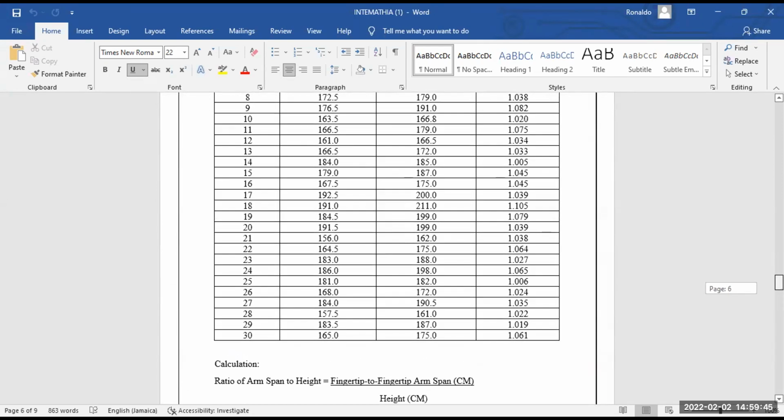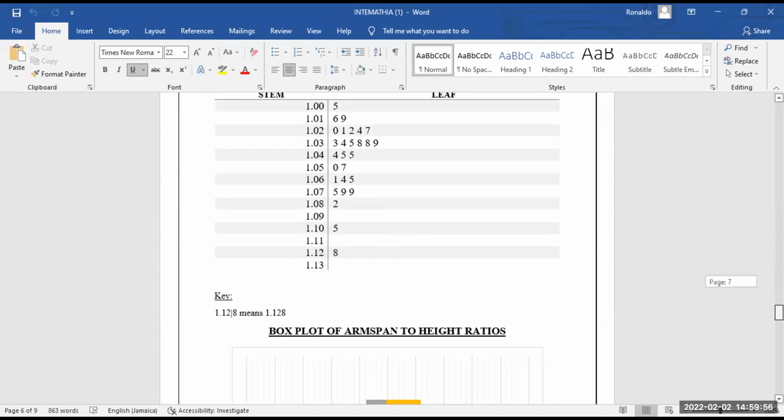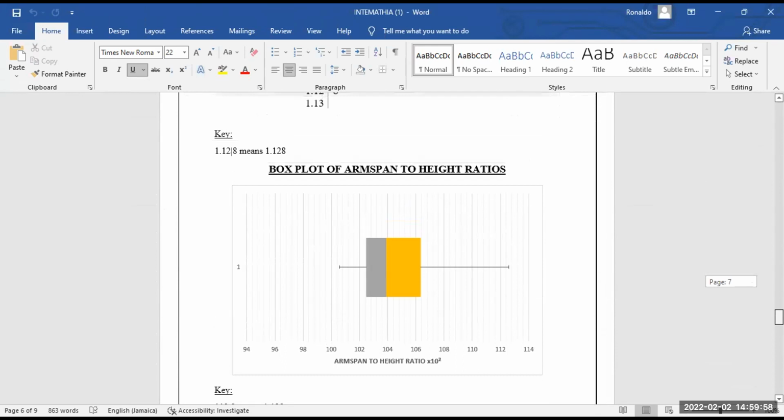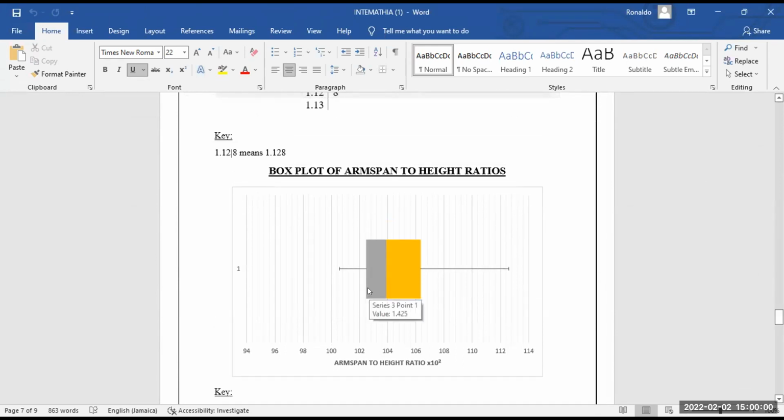Now, I made sure to go through and check all the computations, and they're all up to speed. All right. Very good. But I just had one issue, and that was with regards to the box plot.